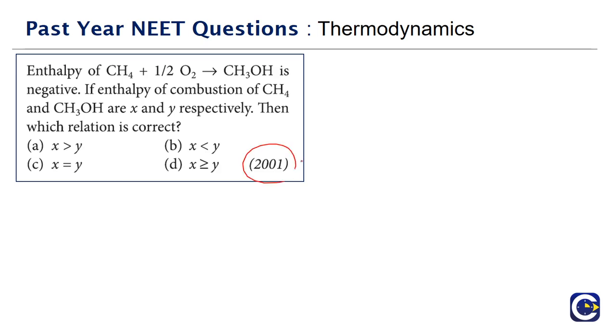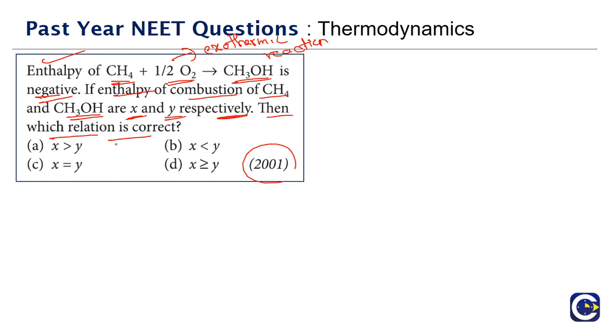Next we have a question that has come in the year 2001. The enthalpy of CH4 plus half O2 gives rise to CH3OH is negative. Means what? This is an exothermic reaction. If the enthalpy of combustion of methane and CH3OH are X and Y respectively, then which relation is correct? We have to conclude whether both are equal or which is high and which is less.